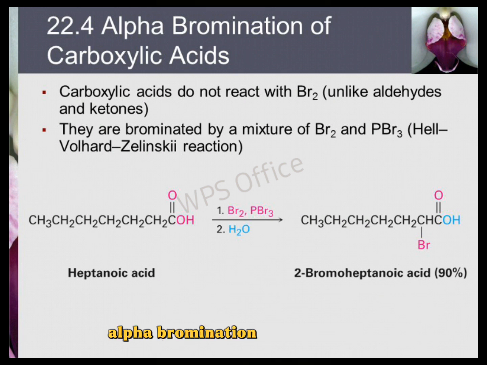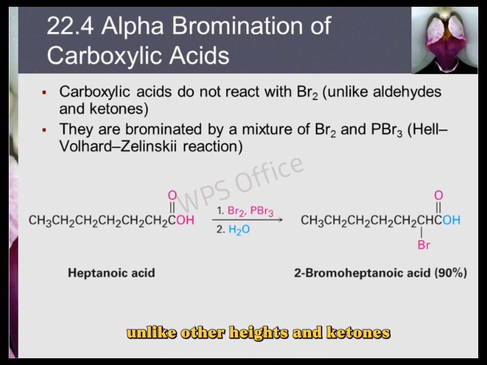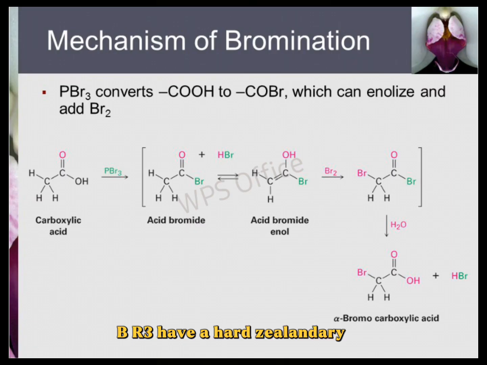Alpha bromination of carboxylic acids. Carboxylic acids do not react with Br2, unlike aldehydes and ketones. They are brominated by a mixture of Br2 and PBr3, known as the Hell-Volhard-Zelinsky reaction.